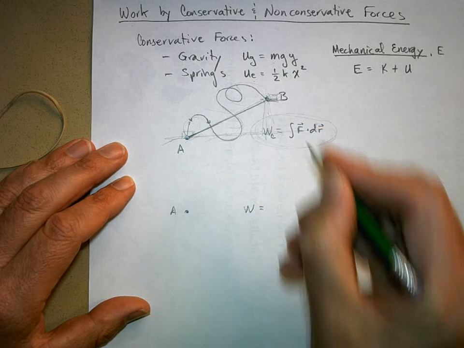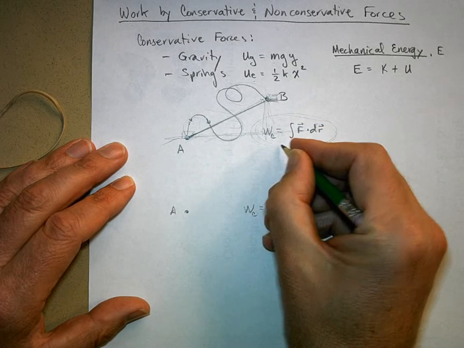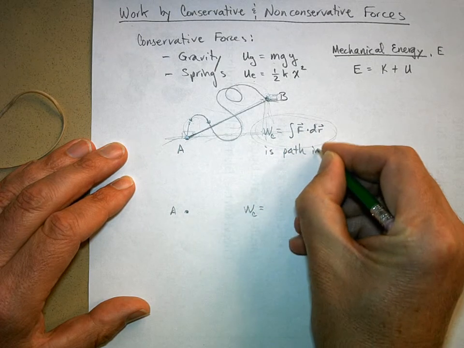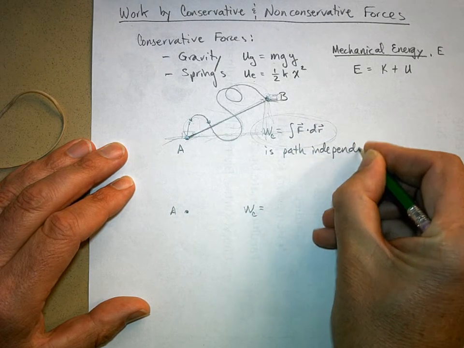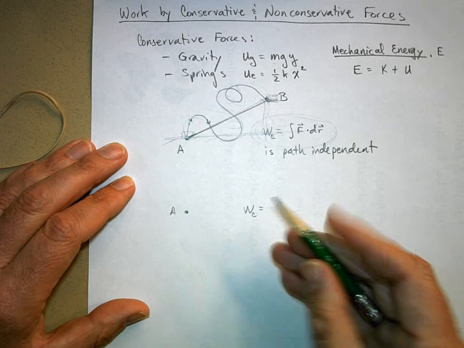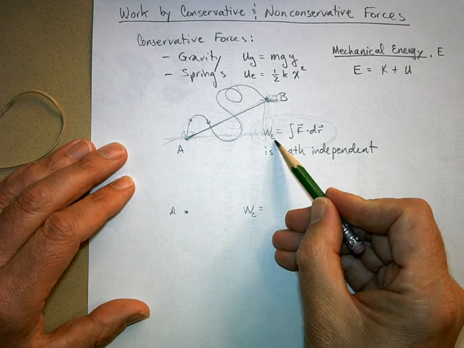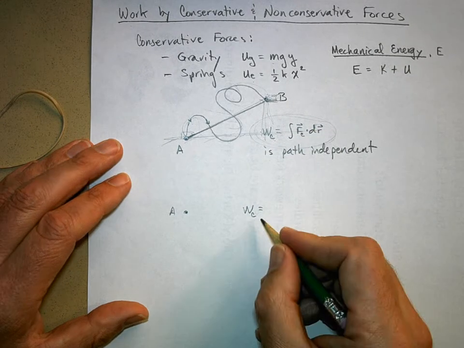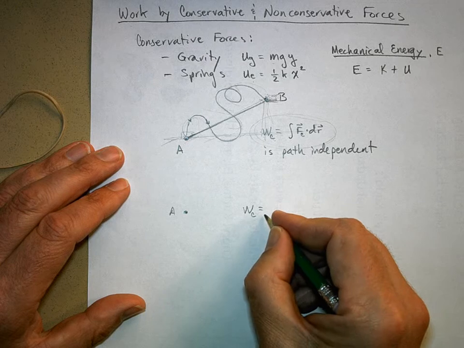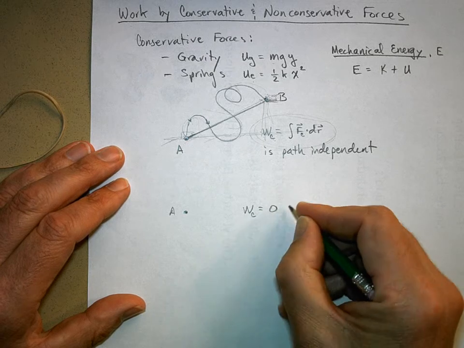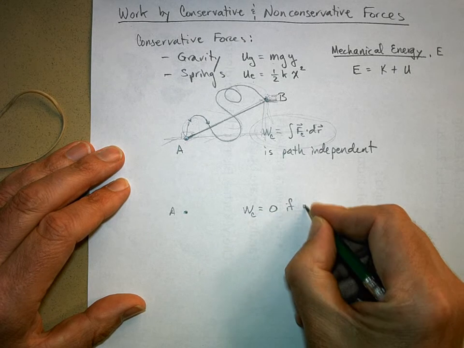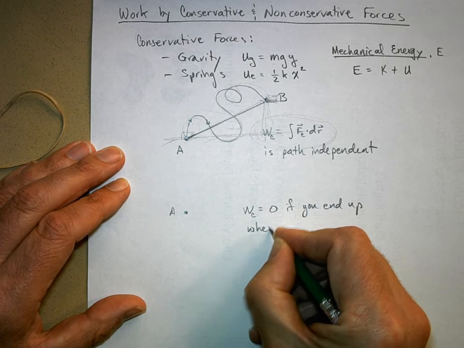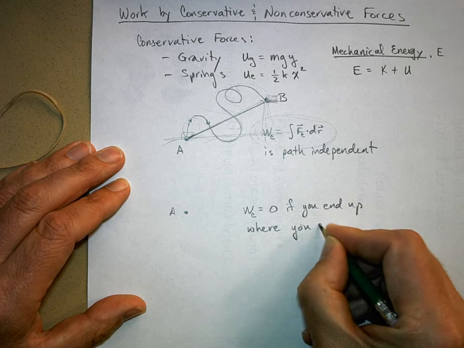And we'll call it W sub C. W sub C up here is path independent. Okay? So the work done by a conservative force, so this would be a conservative force right here, is path independent. And here we say the work done by a conservative force equals 0 if you end up where you started.